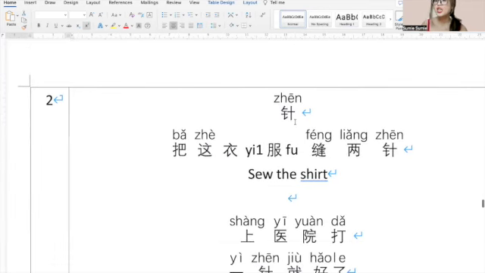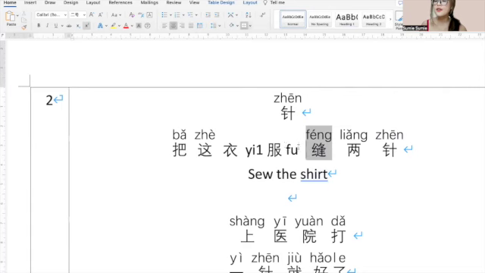The second one is 针. 针 is a needle, but it can be used as a noun and also a measure word to describe the verb. For example, 把这衣服缝两针. That means please sew the clothes with the needle. The needle now is a measure word to describe the action or the verb 缝, sew, okay? So please sew the shirt.